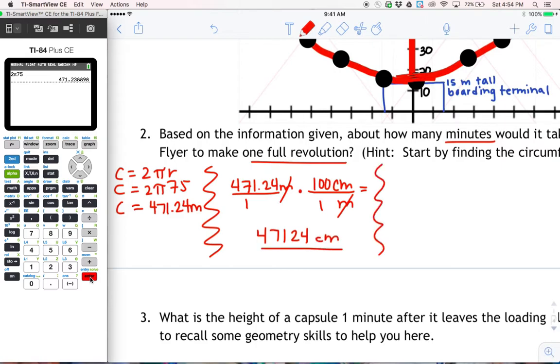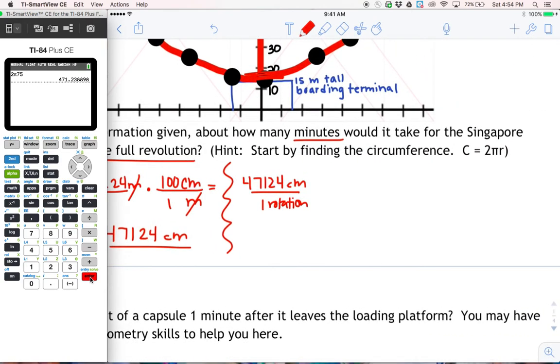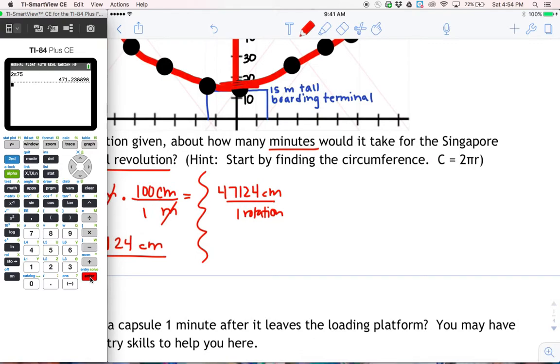Okay, so we're going to use this to calculate the next part. What we can say is that 47124 centimeters is in one rotation. And so what I want is minutes. I want how many minutes this is going to take. So let's think about what we can do. Well, and here's the key.